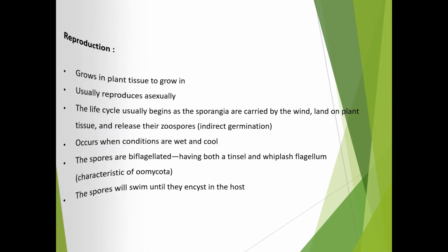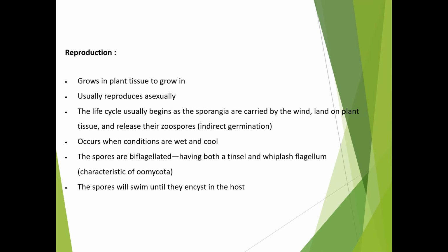Okay, let's talk about reproduction. This pathogen grows in plant tissue. It usually reproduces asexually. The life cycle usually begins as the sporangia are carried by the wind, land on the plant tissue, and release zoospores, which is indirect germination. It occurs when conditions are wet and cool.